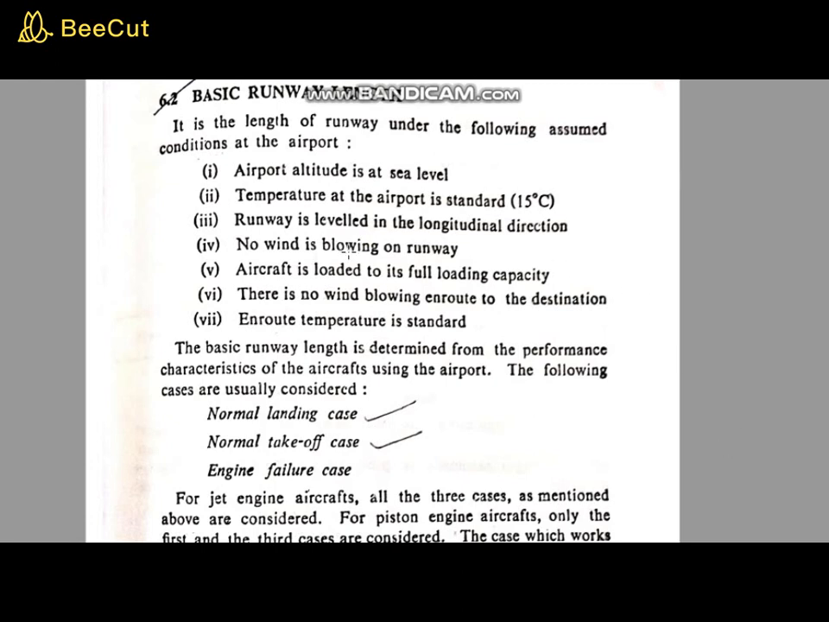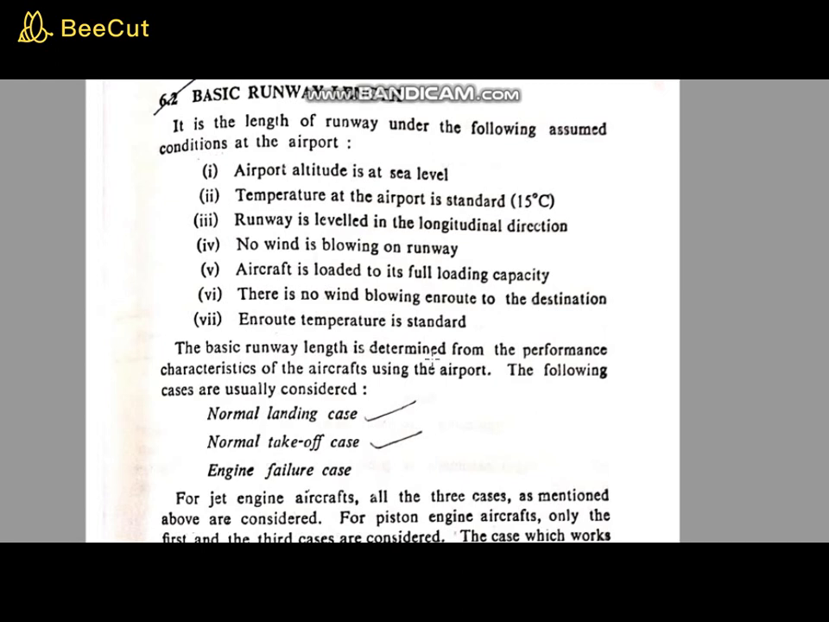Then the runway is leveled in the longitudinal direction. Next, fourth assumption, no wind is blowing on the runway. Fifth assumption is the aircraft is loaded to its full loading capacity. Next, there is no wind blowing en route to the destination. Seventh, en route temperature is standard. These are nothing but the assumed conditions at an airport for basic runway length.